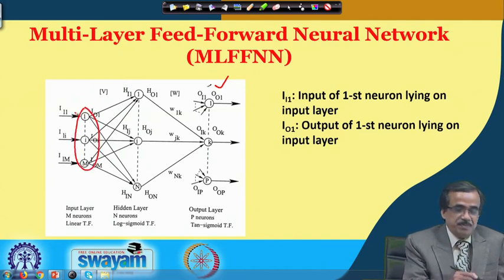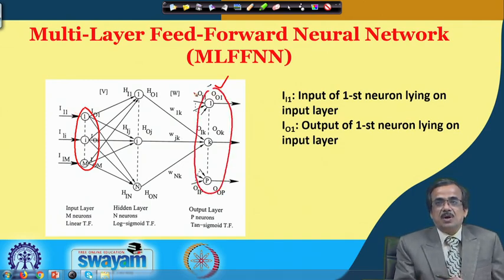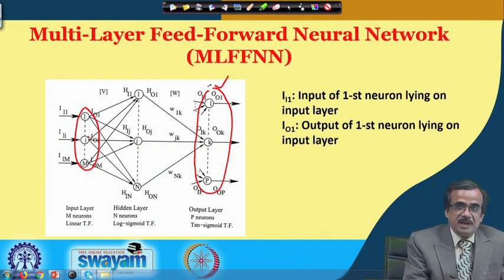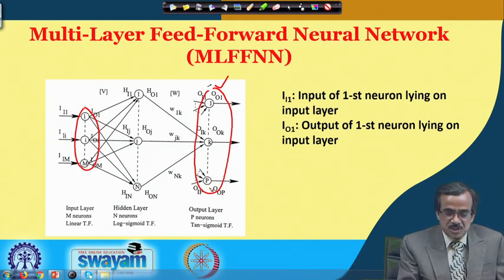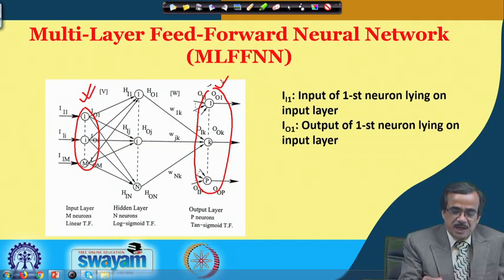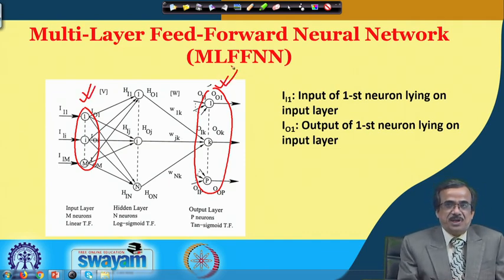Now, for this particular process, the number of inputs, that is m, is kept fixed, and similarly the number of outputs of this particular process is also known. So, the number of neurons in the input layer is nothing but the number of input parameters, and the number of neurons on the output layer is nothing but the number of outputs. Those are known, those are kept fixed.